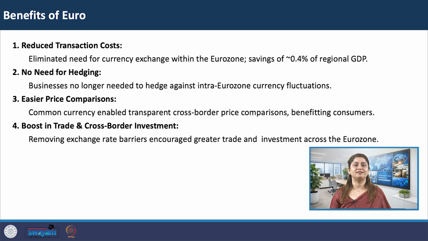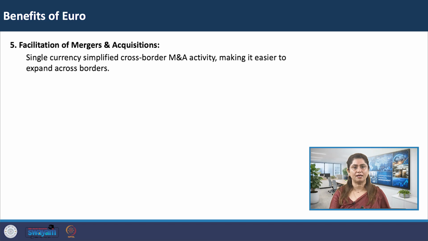When you remove barriers like currency conversions, the volume of trade typically increases. And indeed, intra-Eurozone trade has grown substantially since the euro's introduction. Why? Because businesses are more willing to invest in foreign markets when there is no currency risk and no conversion cost. A French manufacturer setting up a plant in Spain doesn't have to worry about exchange rate fluctuations wiping out returns. Cross-border mergers and acquisitions became much simpler with the euro.